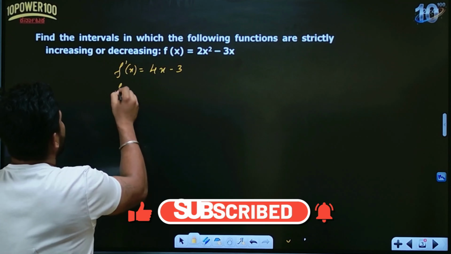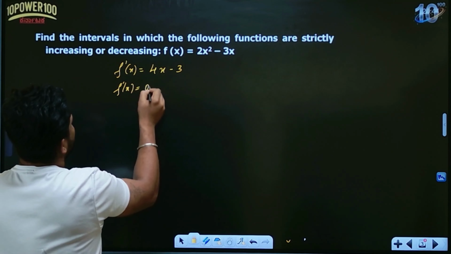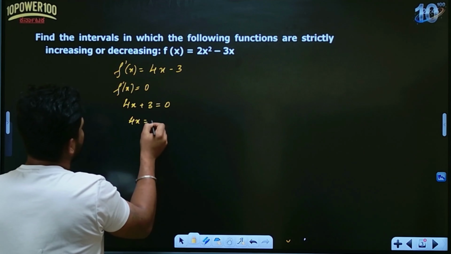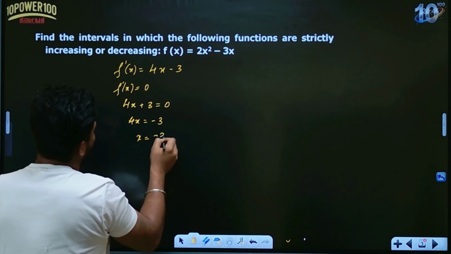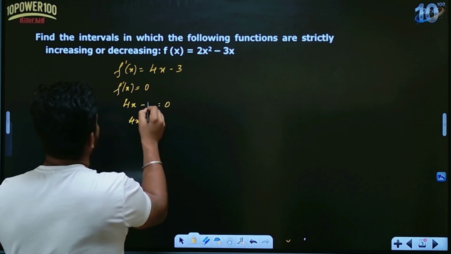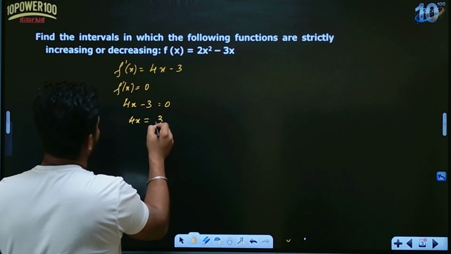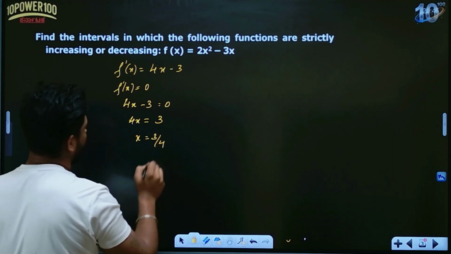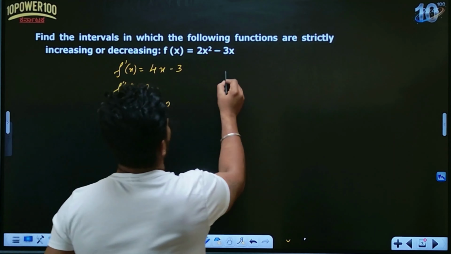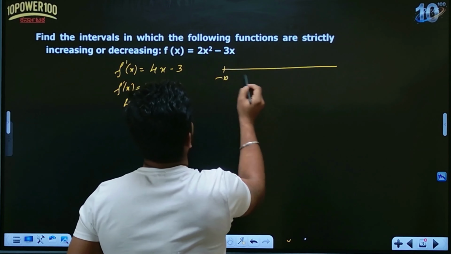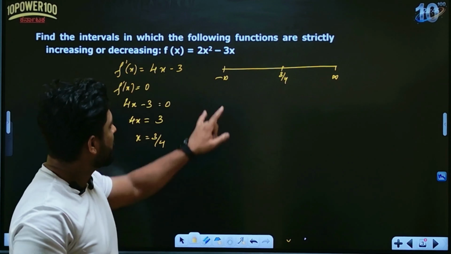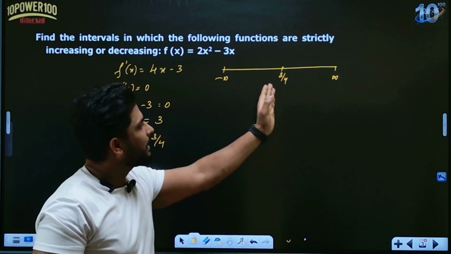Next, take f dash of x is equal to 0. So 4x minus 3 is equal to 0, 4x is equal to 3, so x is equal to 3 by 4. This is the critical point. If we get one critical point, we get 2 regions. So let's draw a number line like this. This is minus infinity, this is plus infinity, and this is 3 by 4. The intervals are minus infinity to 3 by 4 and 3 by 4 to infinity.